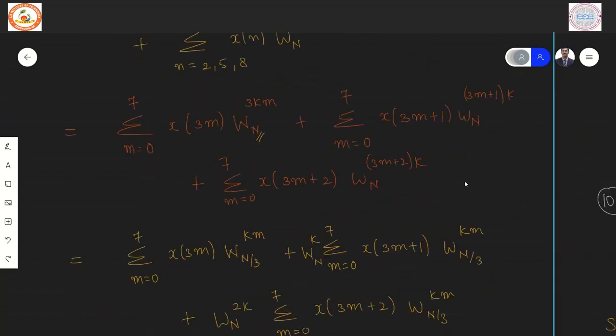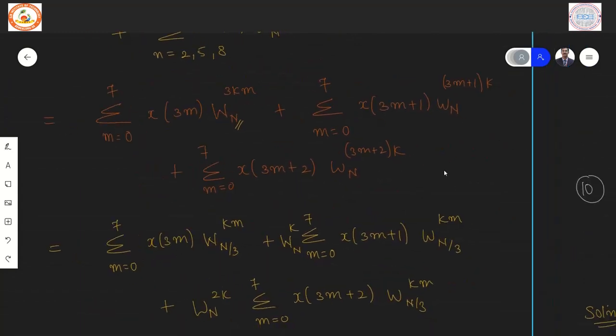Now let us see if there is scope for simplifying here. Yes, the twiddle factor can be simplified using reduction. So if we divide the base by 3, the power is also divided by 3. Therefore, it becomes W_(N/3) to the power of km. Here also W_(N/3) to the power of km, and W_(N/3) to the power of km.